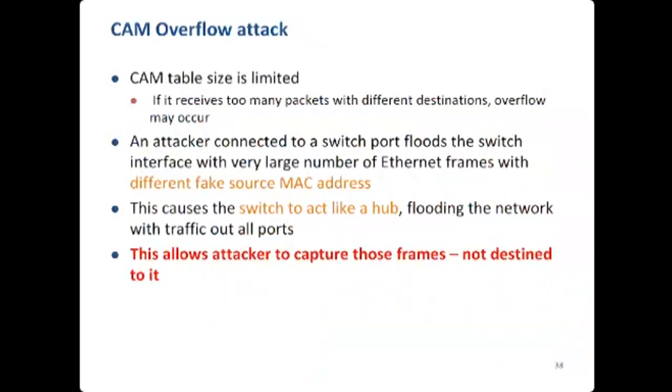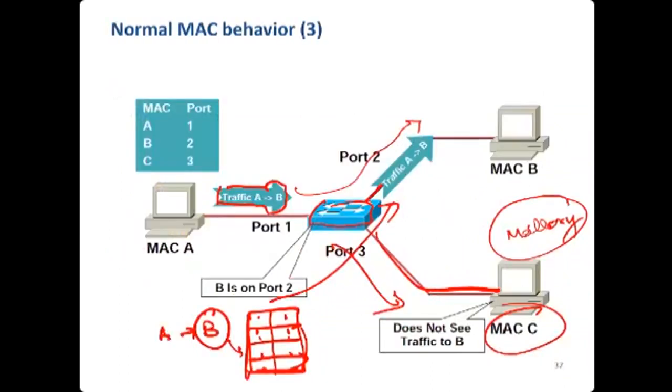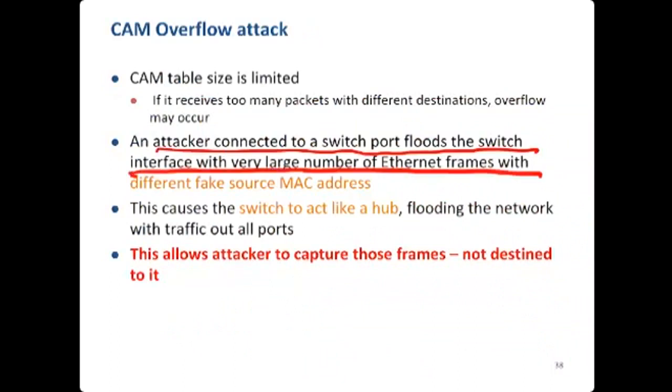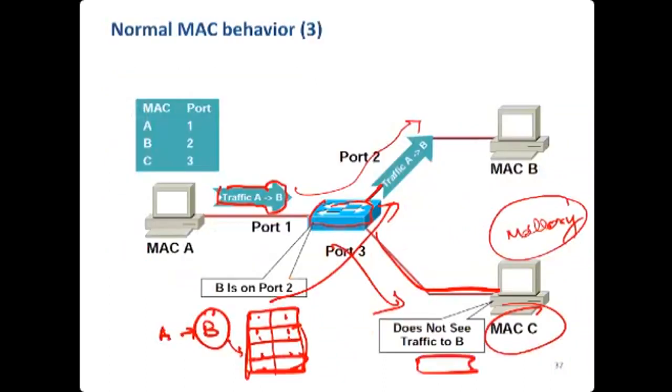Okay, so now we can have this attack that Mallory can create. Now she has software which will create fake packets and change MAC addresses. So basically, the attacker, Mallory, connected to a switch port, floods the switch interface with a large number of Ethernet frames with different fake MAC addresses. So she will create a large number of Ethernet frames with fake addresses, right?